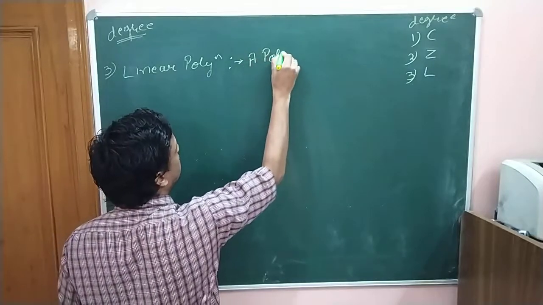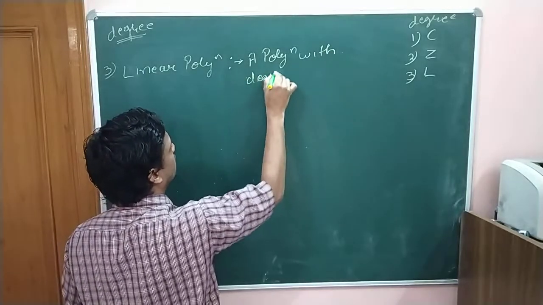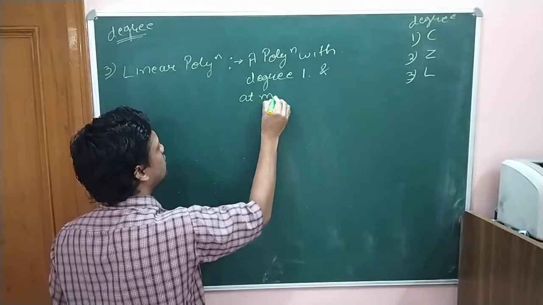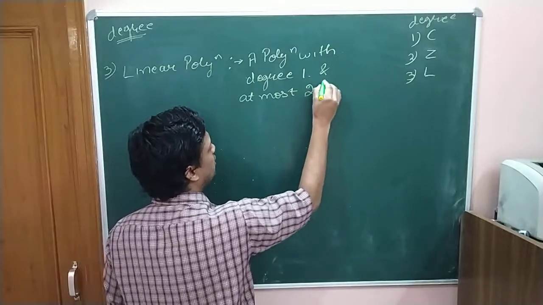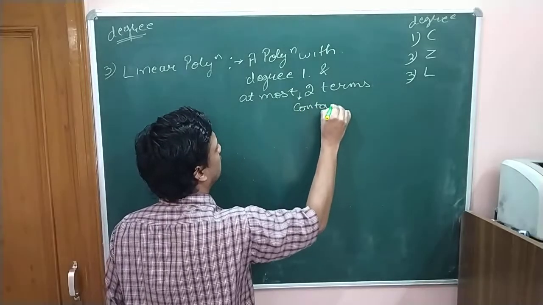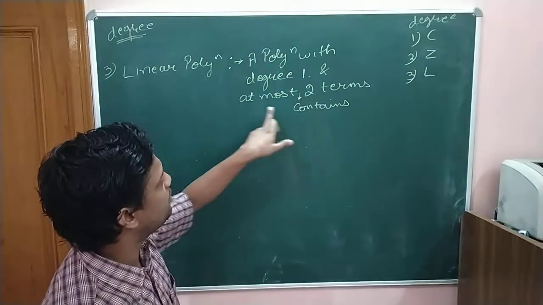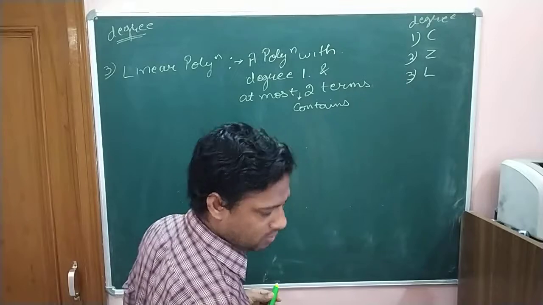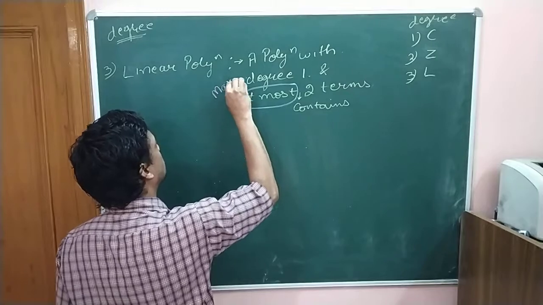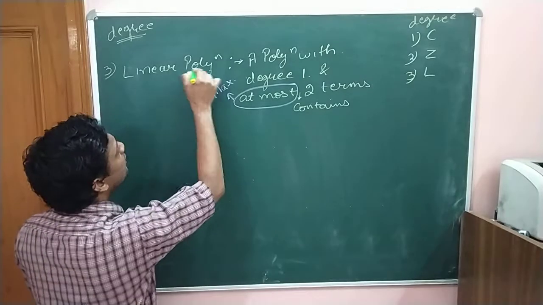A polynomial with degree 1 and at the most 2 terms. At the most means maximum. If this polynomial contains a maximum of 2 terms, then it is called a linear polynomial.